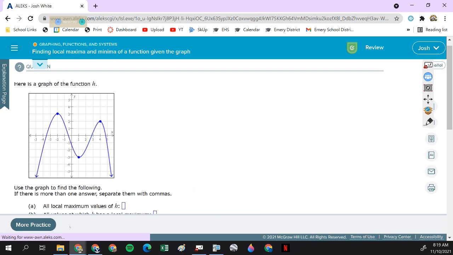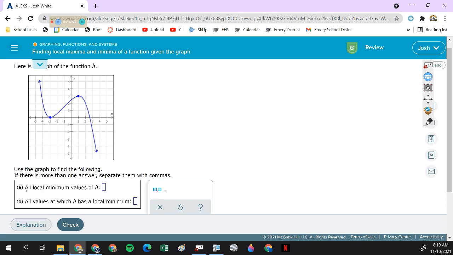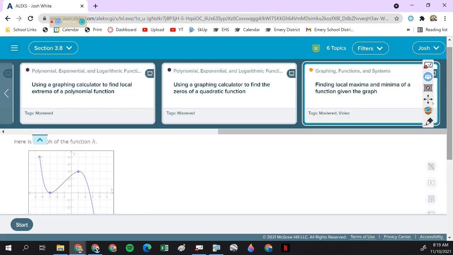Okay, let's do another one. All local minimums. Well, there's only one minimum at y equals 0. And then which values create a local minimum? That would be x equals -3. Does that make sense? So we need to know what are the maximums and the minimums, and what numbers create the maximums and minimums.